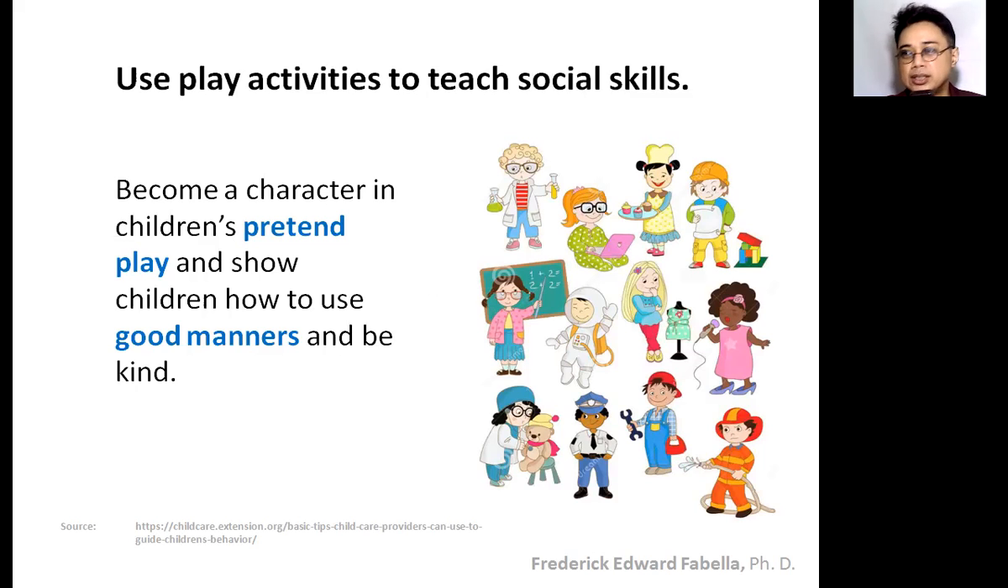Okay, so if you look at the picture there, there are a number of examples there where children are pretending to be a doctor, a scientist, an astronaut, a police officer, a fireman, a carpenter, and so on. All right?